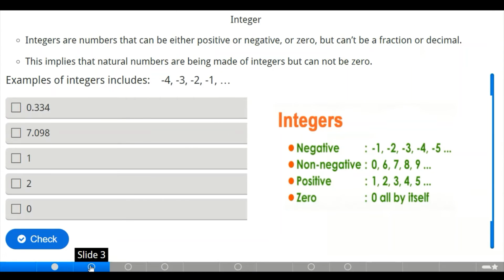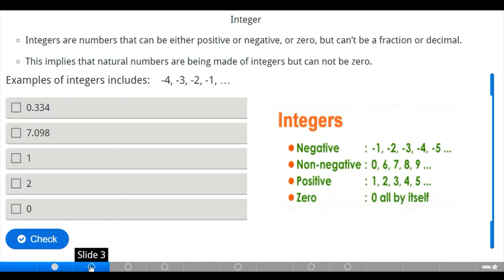Now let's see what we have. We have integers. Integers are numbers that can be either positive or negative or zero, but cannot be a fraction or a decimal. So integers cannot have decimal points, they cannot be fractions, but we can have zero, we can have negative numbers, and we can have positive numbers.